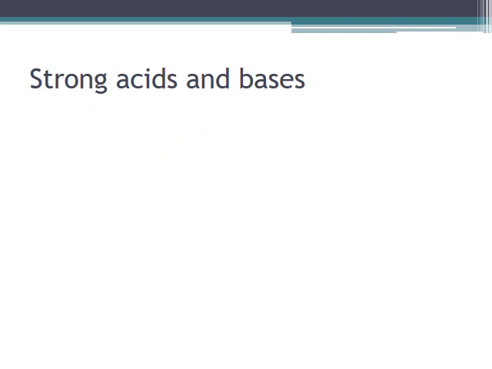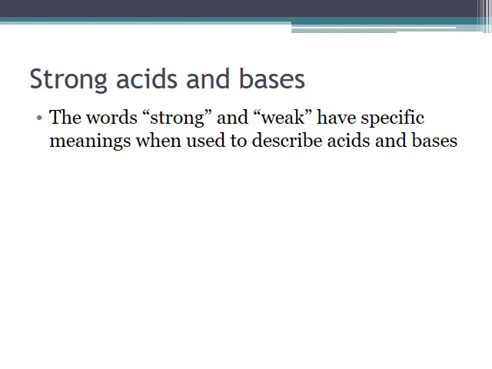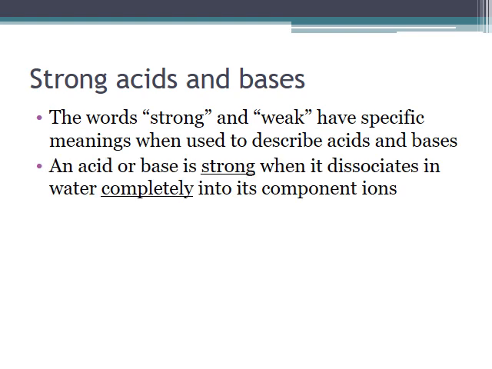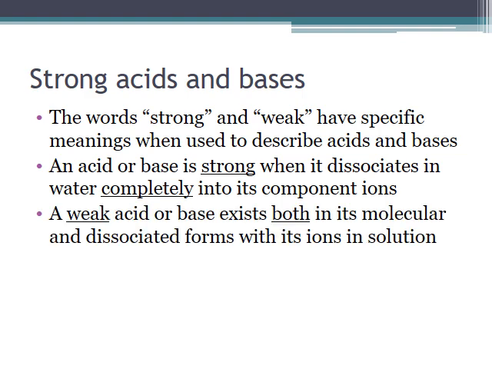Acids can also be considered as strong acids or weak acids. Same for bases, strong and weak bases. These words have specific meanings when we are describing acids and bases. A strong acid dissociates completely into its component ions. A weak acid exists in its molecular form together with the ions as well.